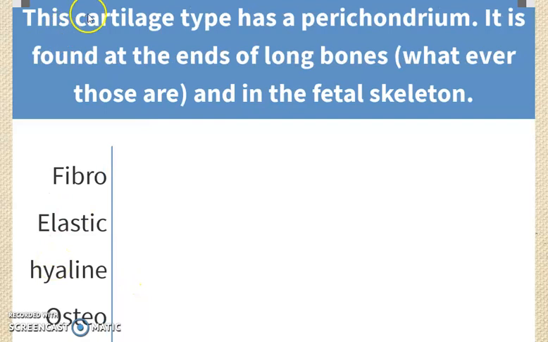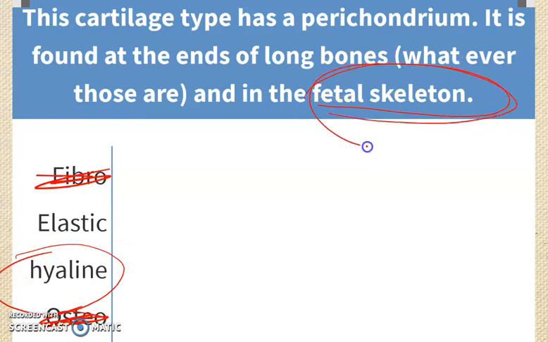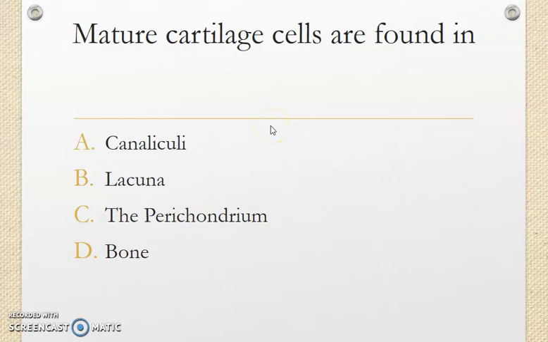So, this cartilage has a perichondrium, so that eliminates our fibrocartilage right there. And it eliminates our osteo, it's not cartilage. It's found at the ends of long bones, whatever those are, and found in the fetal skeleton. That's going to be hyaline. Students often miss that it's the fetal skeleton. Mature cartilage cells are found in canaliculi, lacuna, the perichondrium, or bone. Would be B.